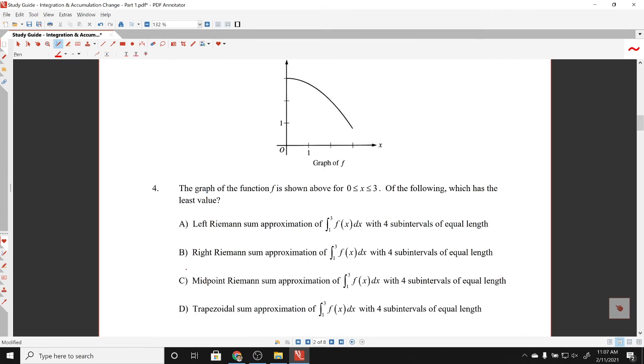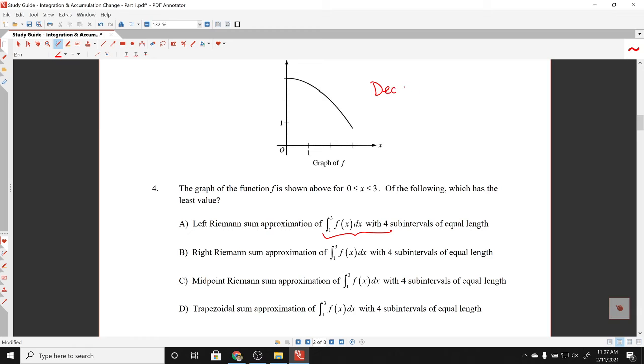Number 4, the graph of the function shown below. From 0 to 3, of the following, which has the least value? And there's your left, right, midpoint Riemann sums, and your trapezoidal sum. Now, the first thing to make sure is that all of these are the same: the integral from 1 to 3, check, of this function, check, with 4 subintervals, check. Otherwise, if you have a different number of subintervals, that could change. If you're doing area from 1 to 2 versus 1 to 3, that could change. So the first thing to look at is this.